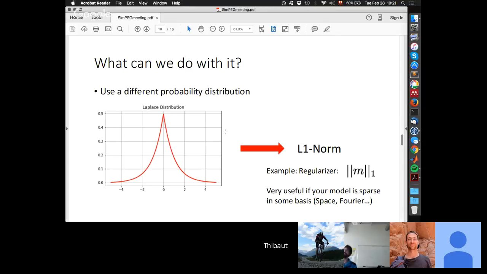The first thing you can think of is to use a different probability distribution. If you use a Laplace probability distribution, you get back the L1 norm. That's used successfully, for example, if you want to recover a sparse model in some basis. That can be in the space itself, but if you want your model to be sparse in Fourier or in wavelets, etc., that would work the same.